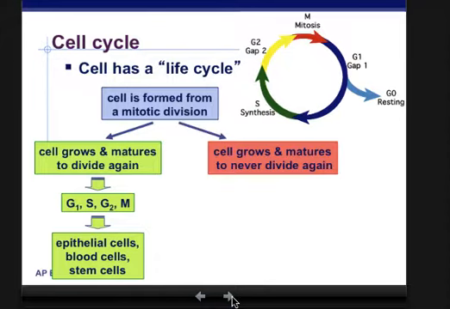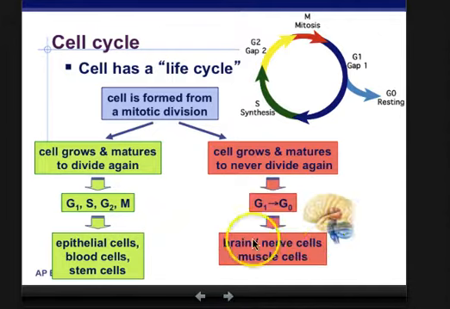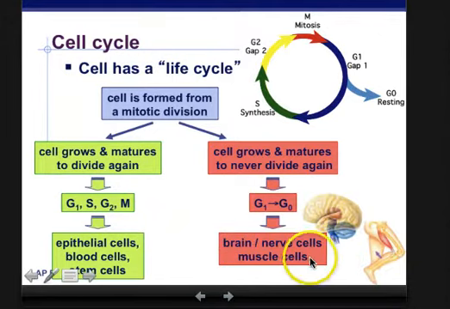Some cells grow, mature, and then never divide again. This is about brain and nerve cells and muscle cells. These are really distinct cases that we're going to talk about when we go into anatomy, but this is why when you have a brain injury like a stroke, there are repercussions. The brain can be somewhat plastic, meaning it can recover in certain ways by compensating, but the tissue itself cannot be repaired.